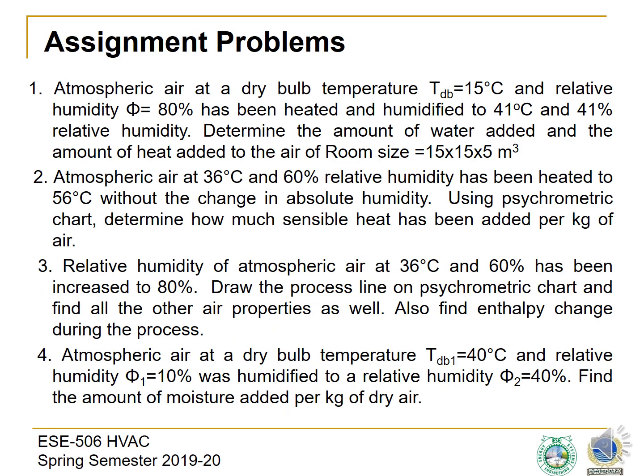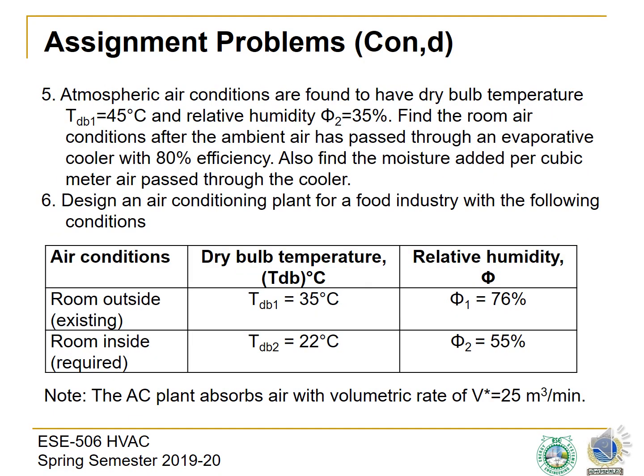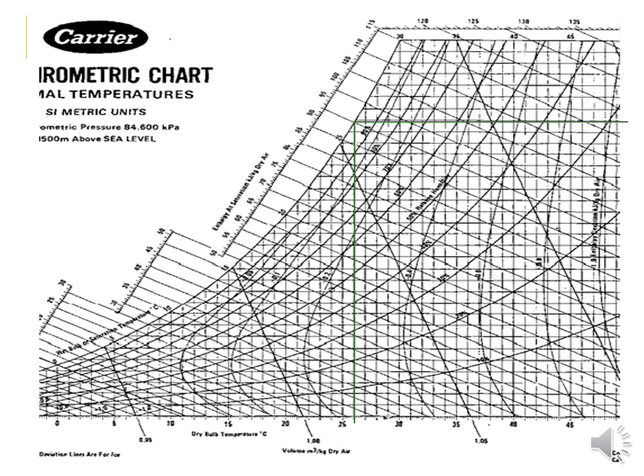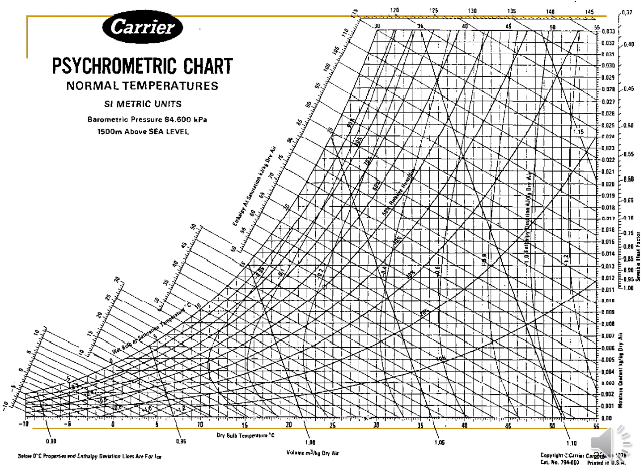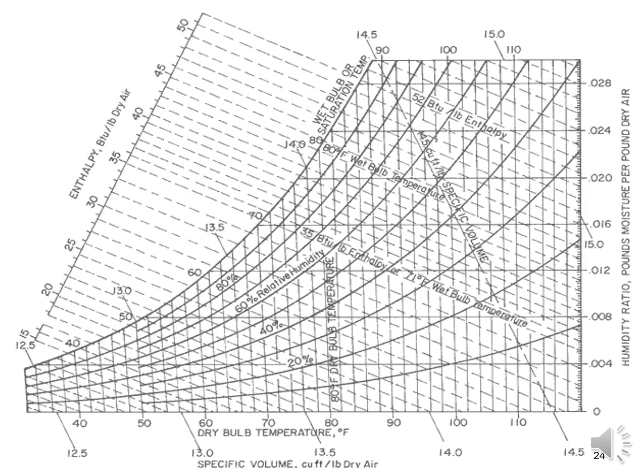These are the assignment problems to be solved by the students. Assignment problems, page 2. Psychrometric chart in metric units, SI system. Another psychrometric chart, 1500 meters above sea level in SI system. Psychrometric chart in FPS system, where we have temperature in Fahrenheit and the pound system.